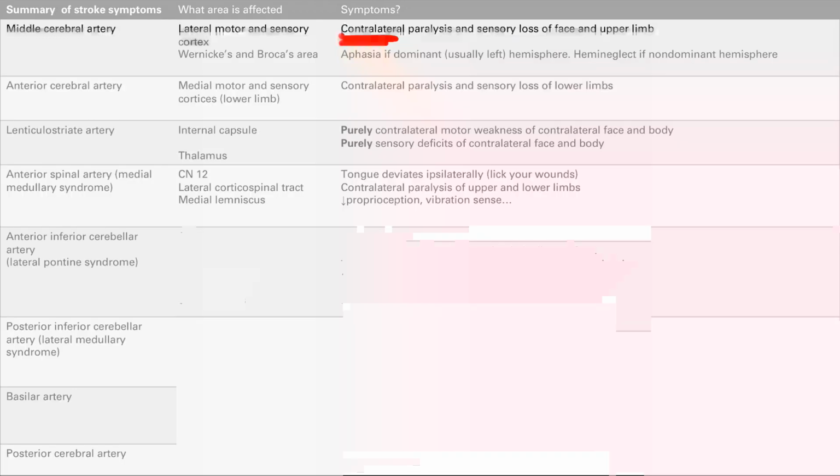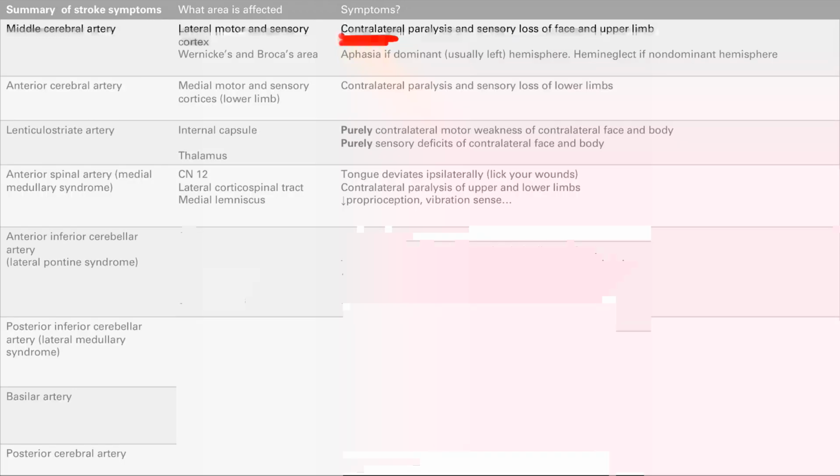So how's this going to present? Cranial nerve 12, remember that. Cranial nerve 12, lick your wound, so the tongue deviates ipsilaterally. Lateral corticospinal tract damage, is it going to be contralateral or ipsilateral? Remember, it's going to be a contralateral paralysis of your upper and lower limbs. And then the medial lemniscus is responsible for proprioception and vibration sense. Remember, that is also contralateral.